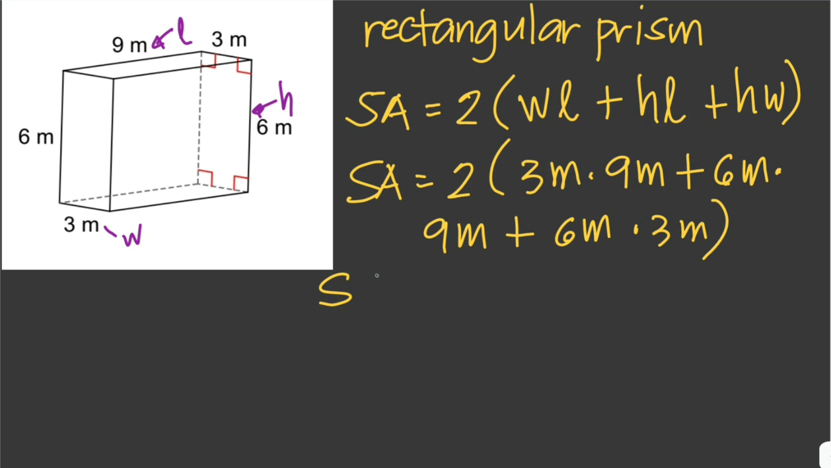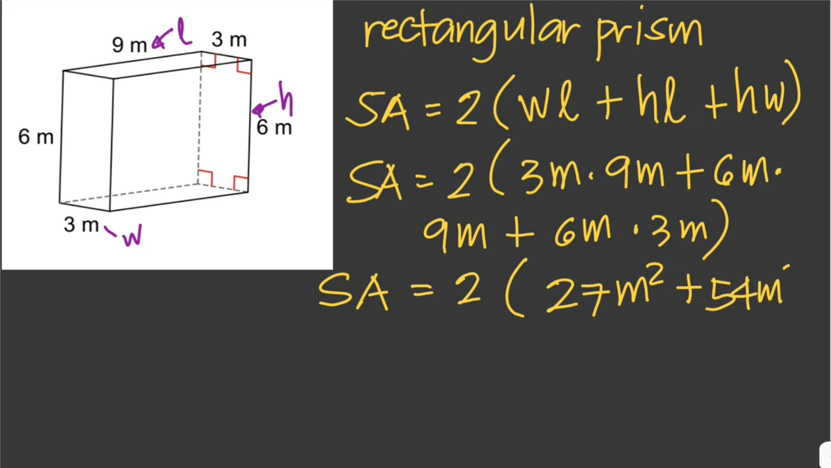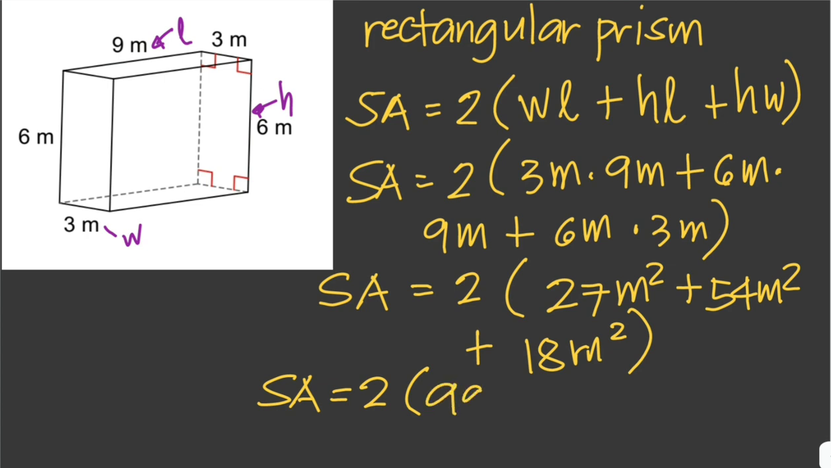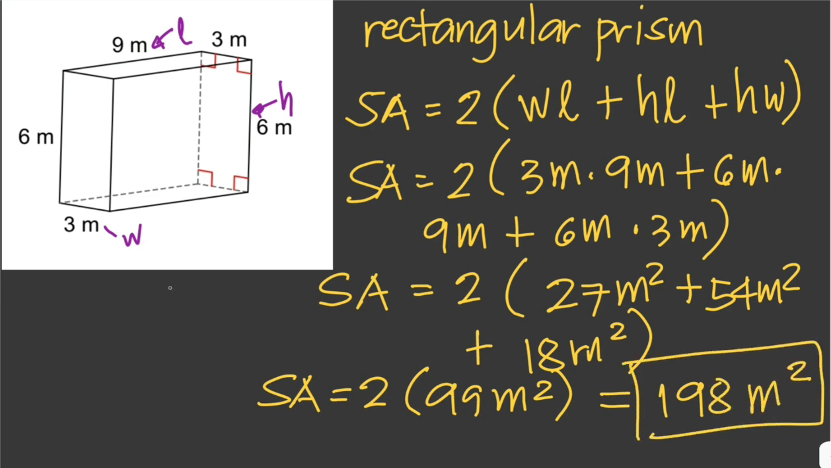And now we can simplify everything. So this would be 9 times 3 is 27 square meters, plus 9 times 6 is 54 square meters, plus 6 times 3 is 18 square meters. Then we add up and multiply by 2, so that will be 2 times 99 square meters, which is equivalent to 198 square meters. So this is the total surface area of this given shape.